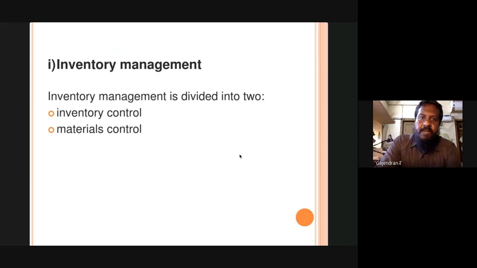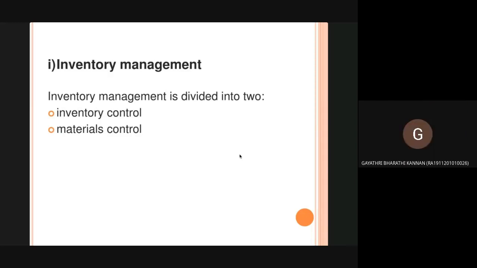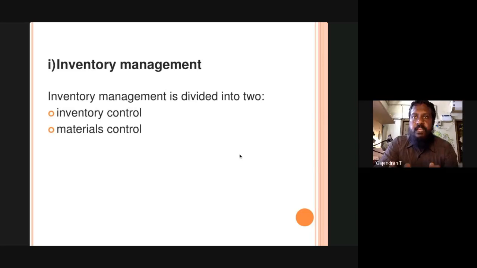So inventory management. You guys are clear? Am I going too fast? No, sir, it's clear. Are you guys clear that I'm speaking of two different processes? One is about the industrial process, another one as a user.